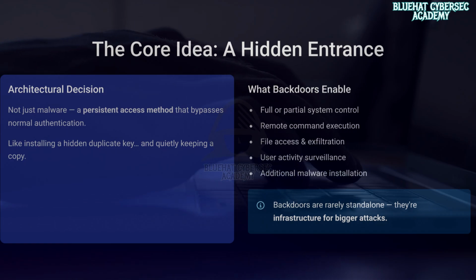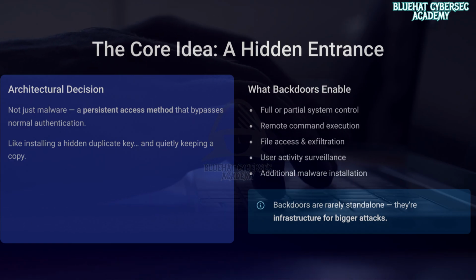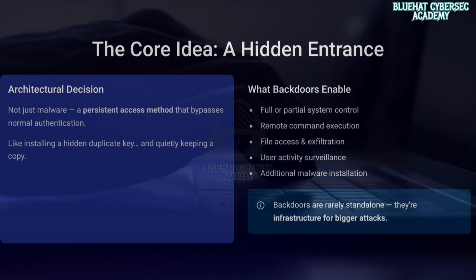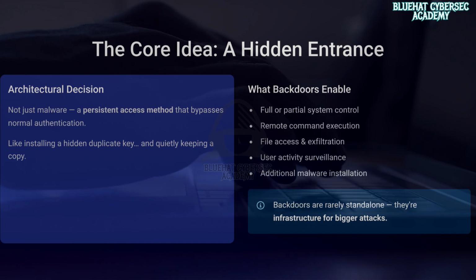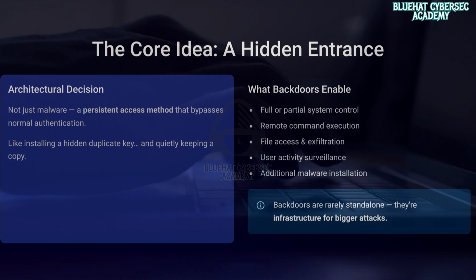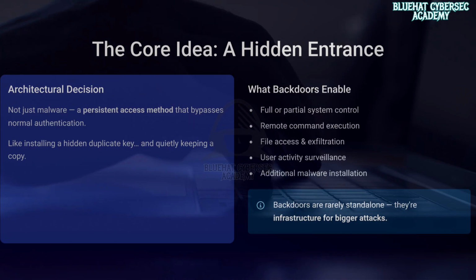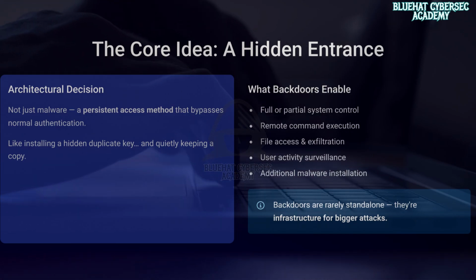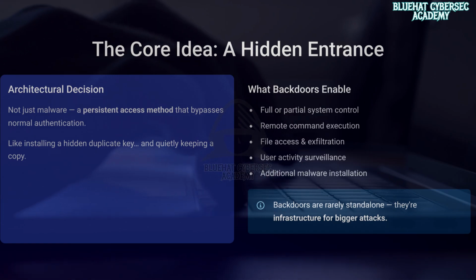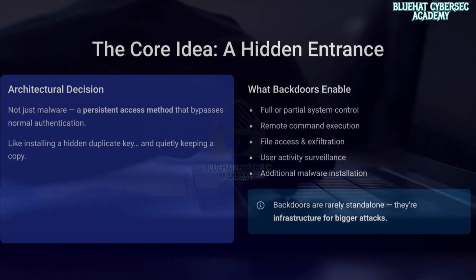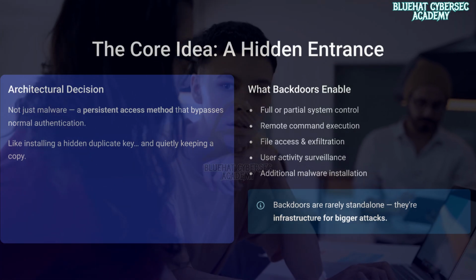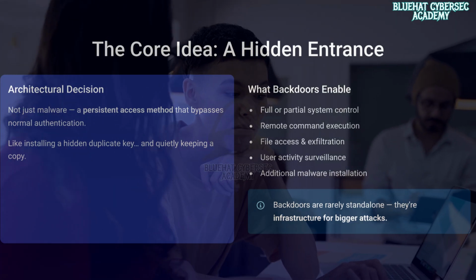Let's start with the core idea, what you could call a legitimate-looking second entrance. A backdoor is not just malware, it's an architectural decision made by an attacker. Instead of repeatedly exploiting a vulnerability, they establish a persistent method of access that bypasses normal authentication. Think of it like this. Instead of picking a lock every single time, the attacker installs a hidden duplicate key system and quietly keeps a copy.